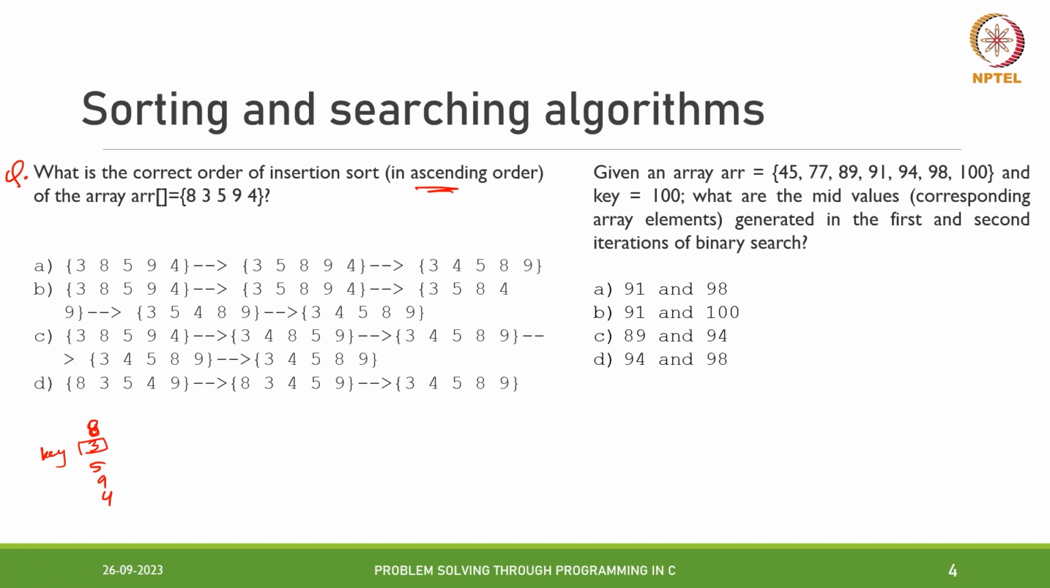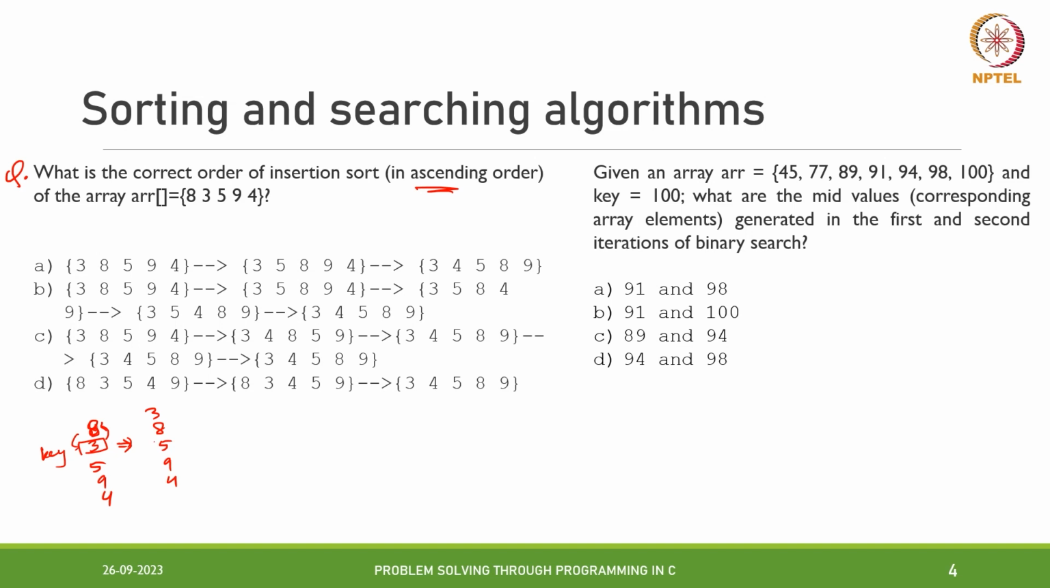So we take the second element as the key. We check with the previous element, that is 8, and we find that there is a need for swapping because 3 is less than 8. So we need to swap it, and that becomes 3, 8, 5, 9, 4. All right, now what do we do next?